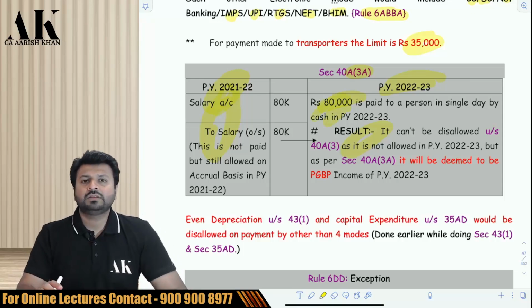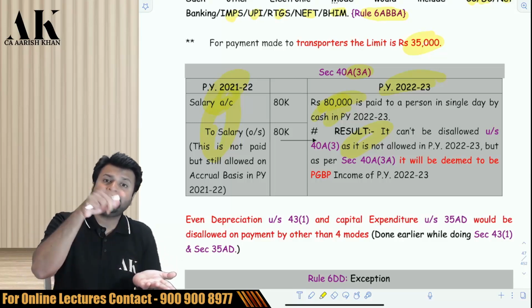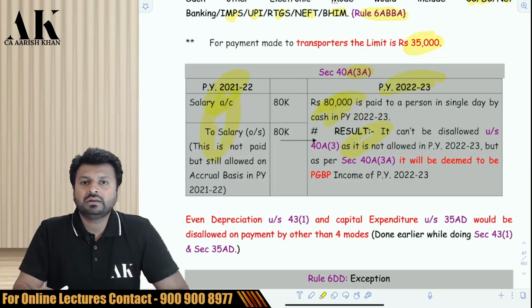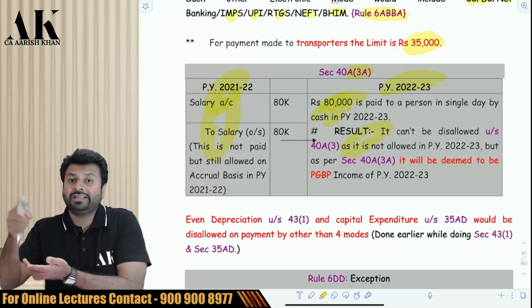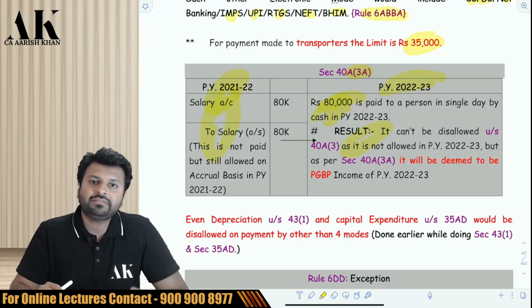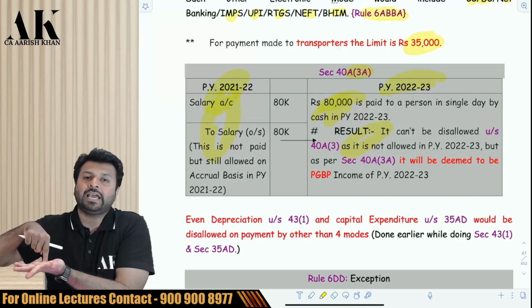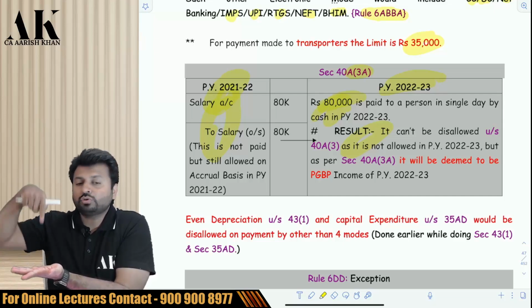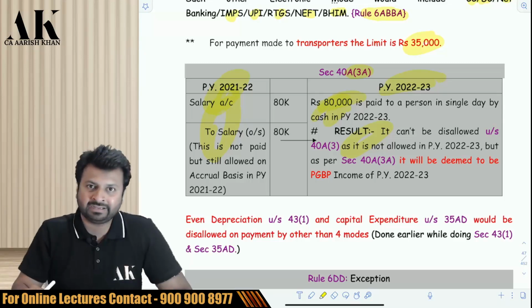As simple as that. So if your expenditure is accrued in one year but paid in another year, then 40A(3A) is applicable. And if your expenditure is accrued in the same year and also paid in the same year, then 40A(3) is applicable. So try to understand the differentiation. If expenditure is accrued and paid in cash in the same year, then 40A(3). If accrued in one year and paid in another year in cash, then 40A(3A), and you have to consider that as deemed income. That's the only difference, nothing great.